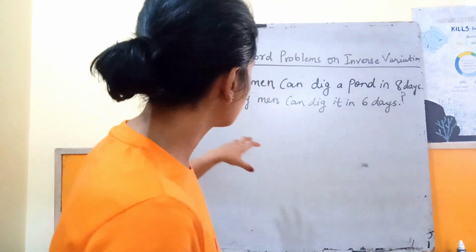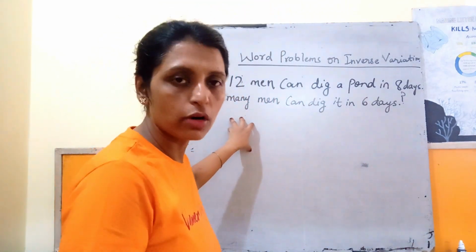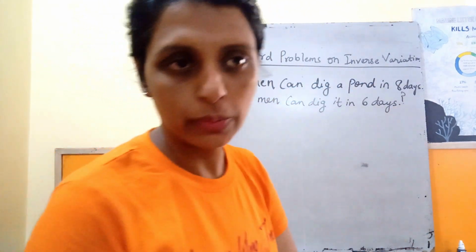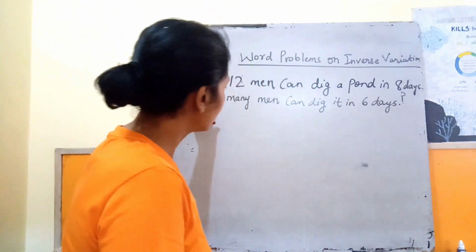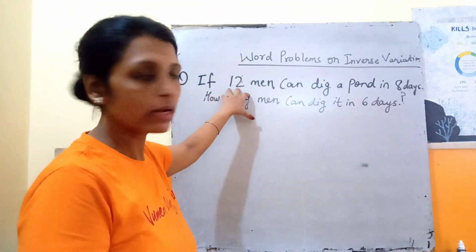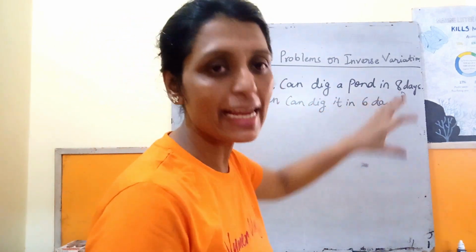So here in this video, I'm going to explain the word problem from inverse variation. So let's see the question. Here the first question is that if 12 men can dig a pond in 8 days.